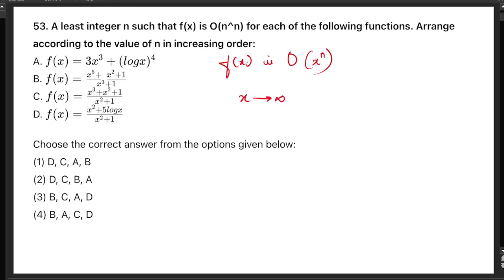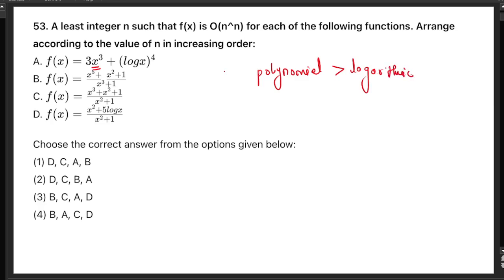Now with this, let's analyze option A. Option A is given as 3x cube plus log x to the power 4. Here x cube is the dominating term, since polynomial terms grow faster than the logarithmic term. So if you know that polynomial has greater precedence than logarithmic.